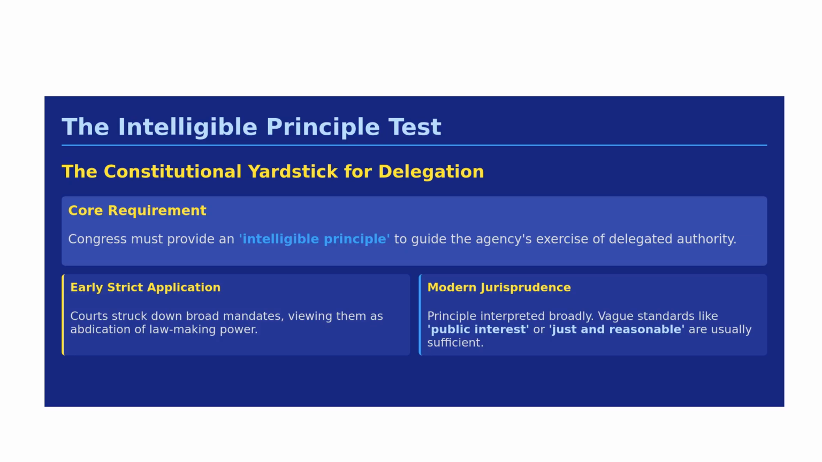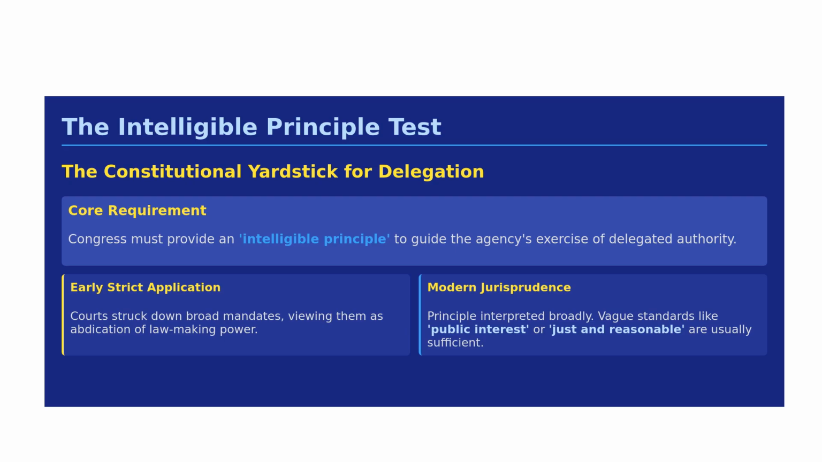The central question under the non-delegation doctrine is whether Congress has provided an intelligible principle to guide the agency's exercise of the delegated authority. This principle serves as the constitutional yardstick ensuring Congress retains control over essential policy choices. Historically, the Supreme Court applied this test strictly. Early cases struck down statutes where Congress delegated authority using extremely broad mandates, finding that Congress had essentially abdicated its law-making role entirely.